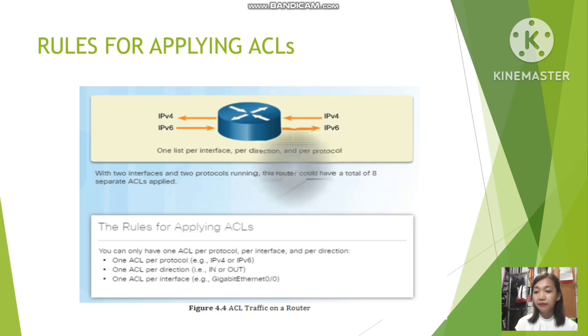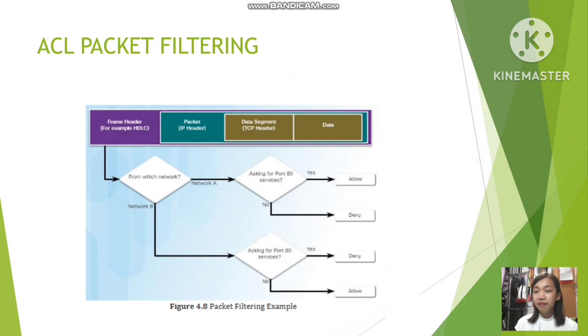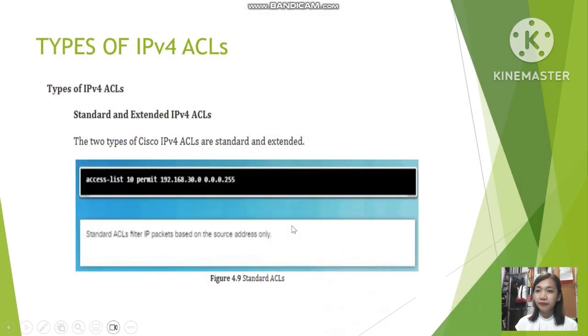Next, we have the ACL packet filtering. When we say packet filtering, it controls access to a network by analyzing the incoming and outgoing packets. We are now going to the types of IPv4 ACLs. So here are the types of IPv4 ACLs. These are the standard and extended IPv4 ACLs.